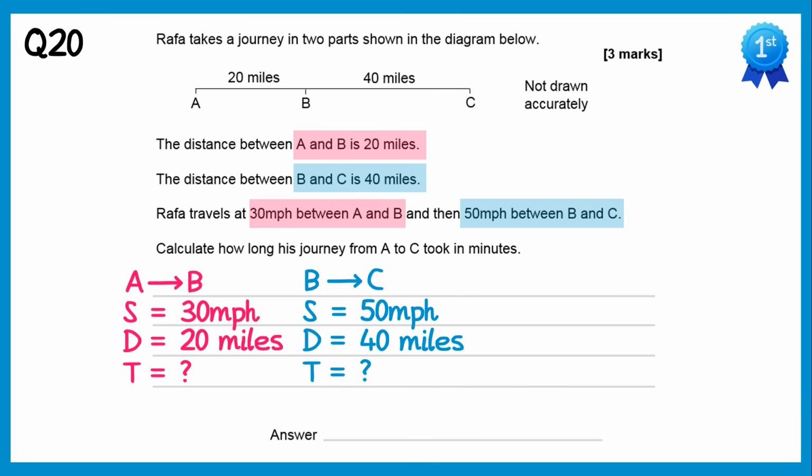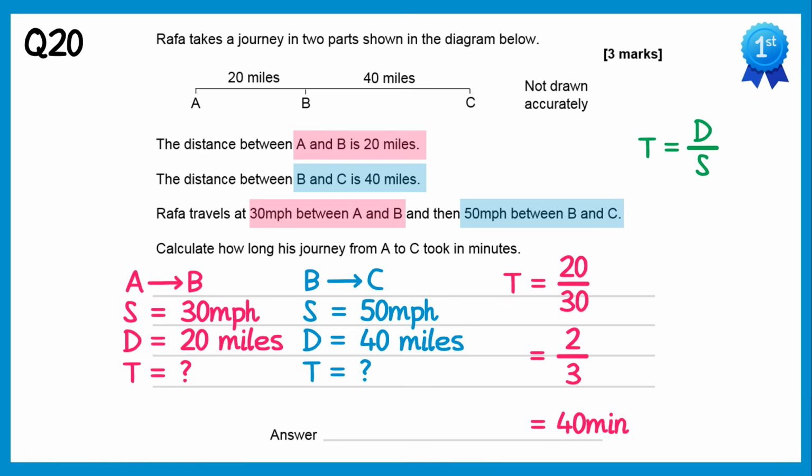So we need to work out the time for each part here. The formula for time is distance divided by speed. So if we work out the time for the red part first, A to B, then time is distance, which is 20, divided by speed, which is 30, which is 2/3. And 2/3 of 1 hour is 40 minutes.